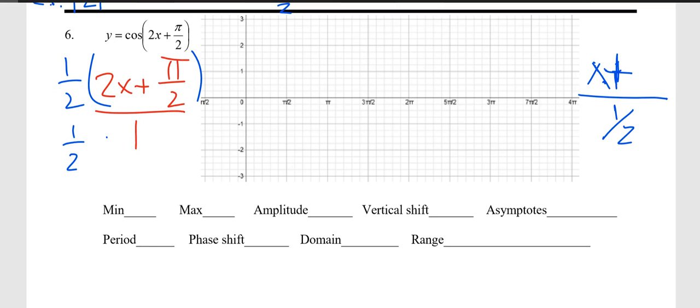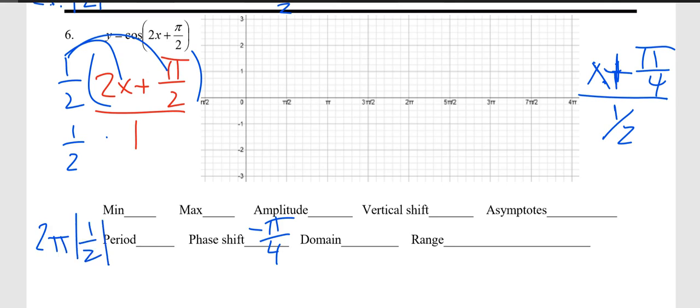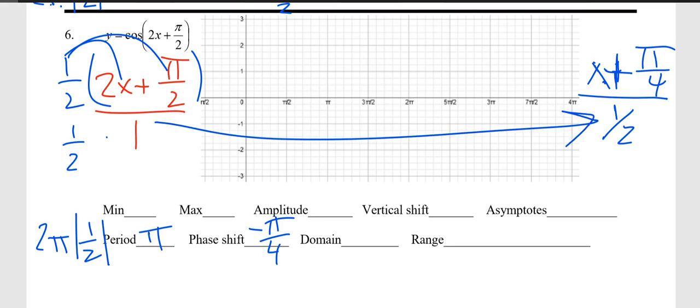X plus what? What do you get when you multiply pi over 4? Okay? I'm telling you, if you can do this, you will easily see things like the phase shift, and you'll be able to identify the period and say, oh, it's 2 pi times the absolute value of 1/2. If you don't use this trick, you're going to get stuck, and you'll be putting down the wrong information.